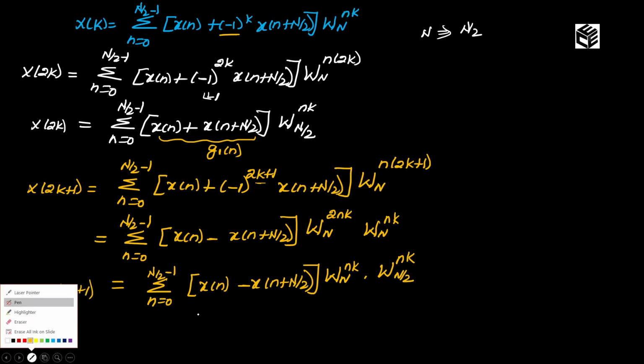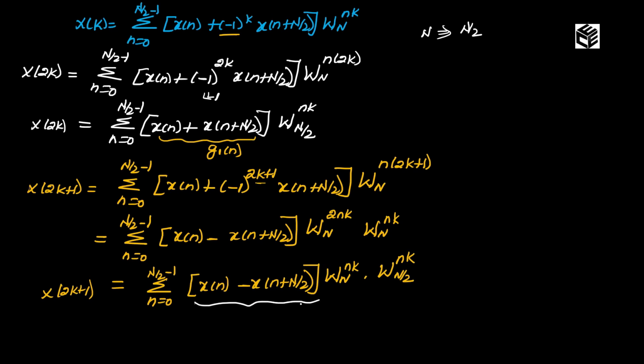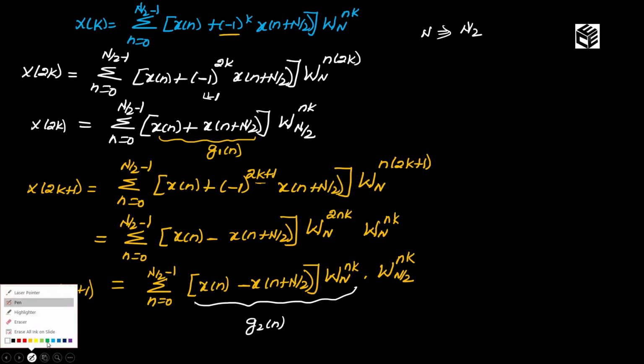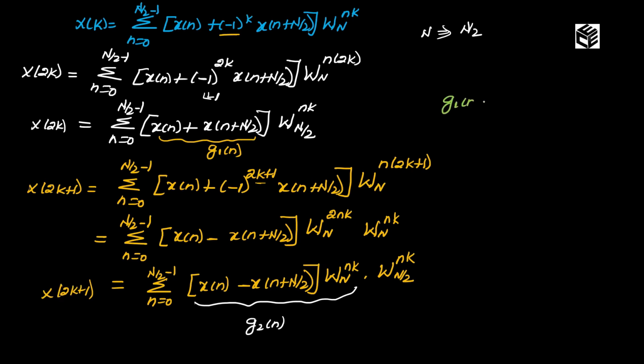Here I can call this value g2 of n. So as a whole, I can write g1 of n is equal to x of n plus x of n plus N by 2, and g2 of n is x of n minus x of n plus N by 2. This term is multiplied by W N to the power n.